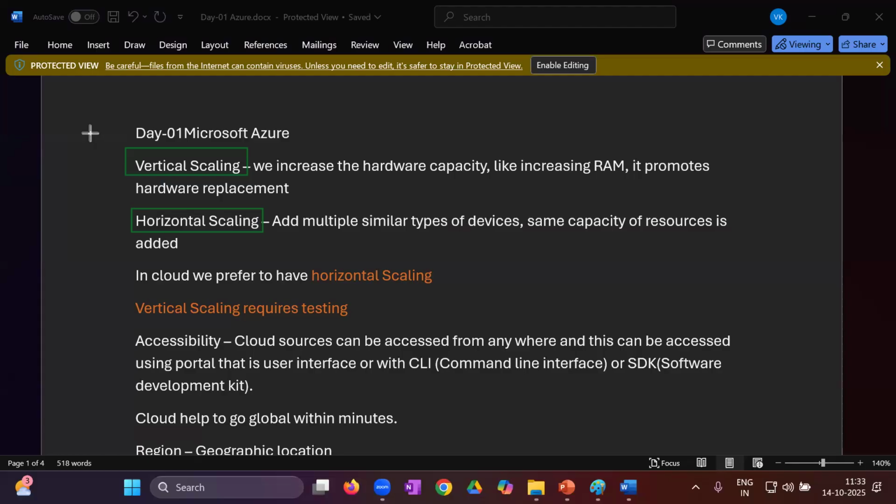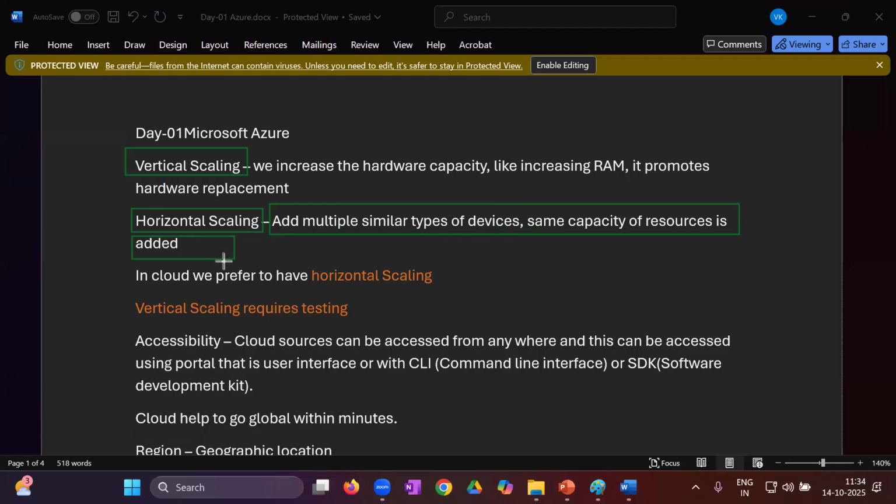What is horizontal scaling? Let's say I have a mobile phone having 64 GB capacity. Instead of now buying one more mobile phone of 512 or 128 GB, I have bought one more phone of 64 GB only. Now I have two phones. Again, I will buy a third phone. Same. This is horizontal scaling. So add multiple similar types of devices, same capacity of resources is added, that is called horizontal scaling.